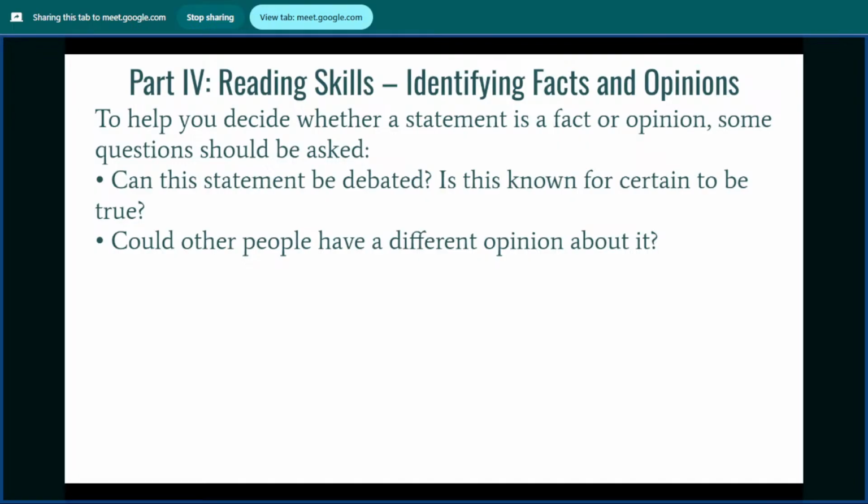Now to help you decide whether the statement is a fact or an opinion, you can ask yourself, can this statement be debated? Is this known for certain to be true? Okay, and can other people have a different opinion about this one particular topic or one particular statement that you're looking at? Okay, this question should help you to understand whether it's an opinion or a fact, because we know that we have one factual information question also, so that's why we need to be sure about this part. Clear?